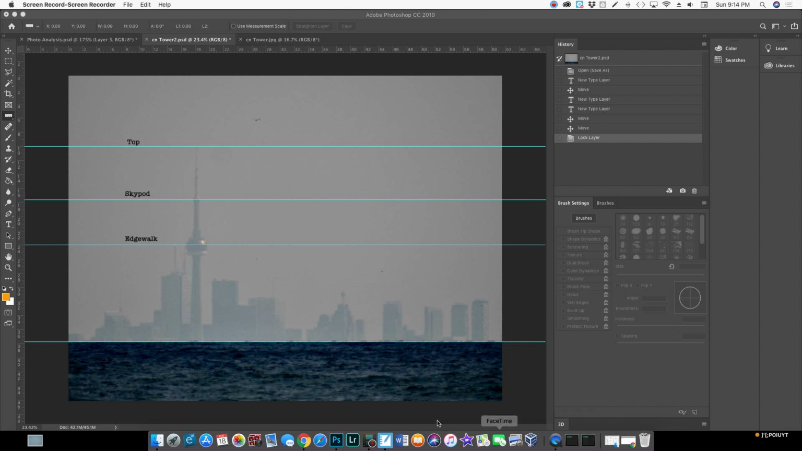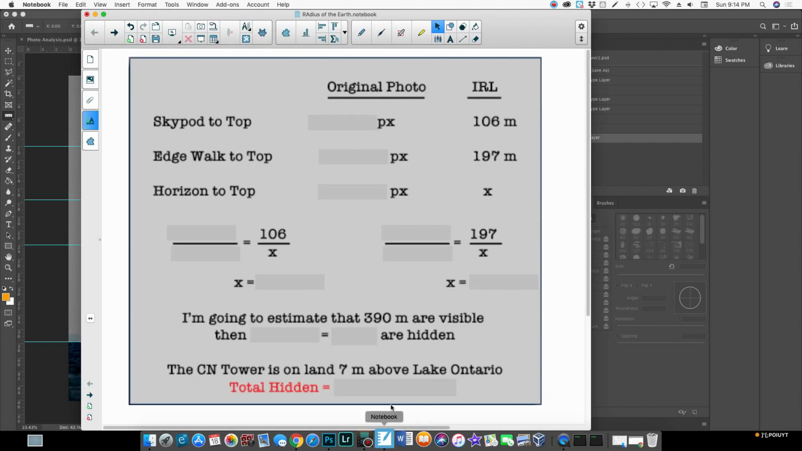So what I'm going to do is fill in this chart. Now I've actually already done this, that's why you can see these bars here. But I want to show you how I made those measurements. So here are the real life measurement calculations from the sky pod to the top of the CN Tower, from the edge walk to the top of the CN Tower, and then I need to calculate the horizon to the top of the CN Tower so I can figure out in real life what I'm missing.